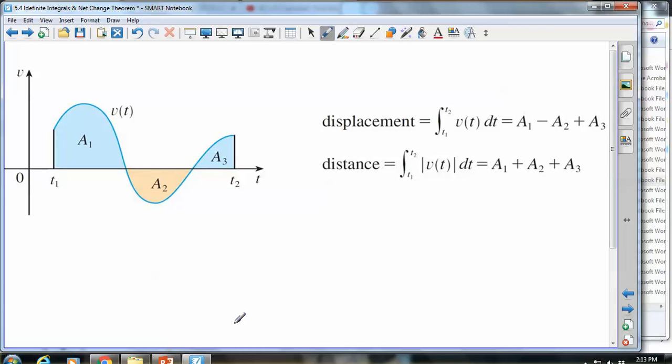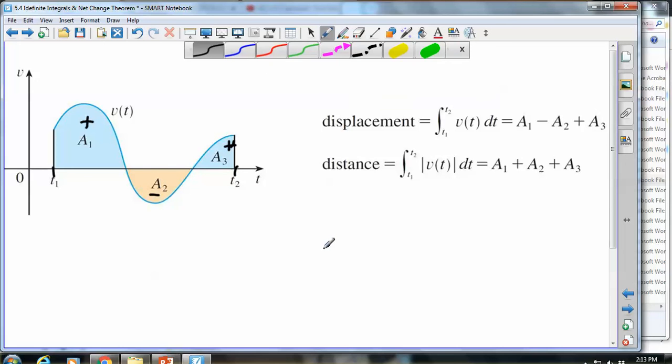There is also a difference between displacement and distance traveled. Displacement takes into account that above the axis is positive and below the axis is negative, and that's just your overall integral. If you just integrate from start to end, it will automatically give you the correct sign for above the axis being positive and below being negative. However, sometimes I may ask you for the total area or the total distance traveled, in which case you don't want to subtract anything off.